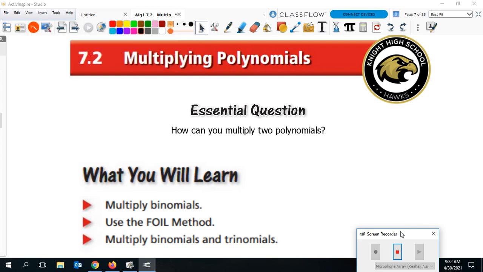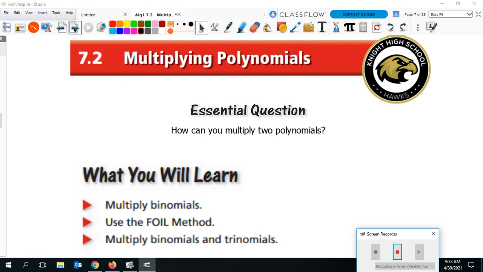Well, welcome back, everyone, to Chapter 7. We're looking at polynomials here, Algebra 1, Big Ideas Curriculum. We're going to jump into 7.2. We're multiplying binomials for the most part in this lesson. In the last one, we looked at how to add and subtract polynomials, and now we're looking at the operation of multiplying polynomials. At the end, we're going to look at how to even multiply a binomial times a trinomial.